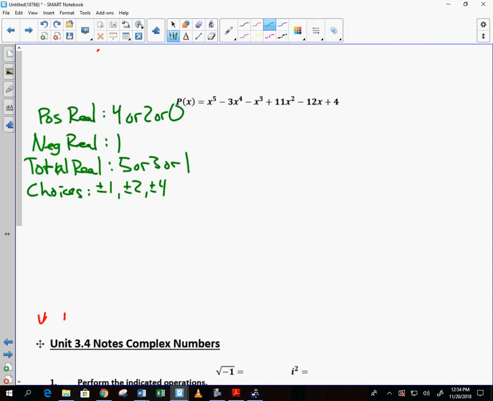What do you want to try? All right, I like the way you think, Willie. Try one. One minus three is negative two. Minus one is negative three. Plus 11 is eight. Minus 12 is negative four. Plus four is zero. Yes, one works.